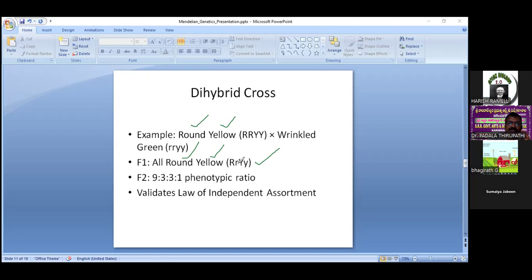Why? Because wrinkled and green are represented by small letters, and round and yellow are the dominant ones, denoted by capital letters. Plants show only such type of character in F1. And we can go for F2. The ratio is 9:3:3:1. So this dihybrid experiment explains the law of independent assortment. Next we can go to the next slide.